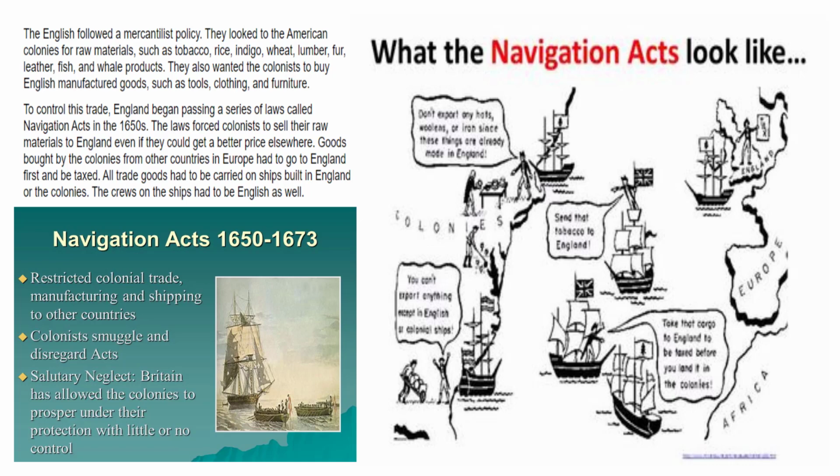And now, once again, question 16. Due to the mercantilist policy, what did the English get from the American colonies? Those raw materials, more specifically, that would be tobacco, rice, indigo, wheat, lumber, fur, leather, fish, and whale products.